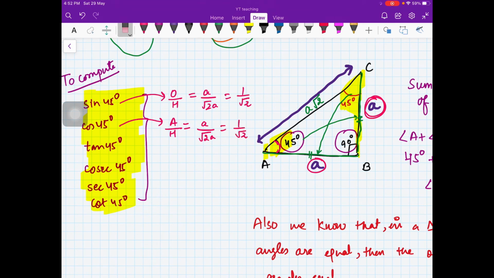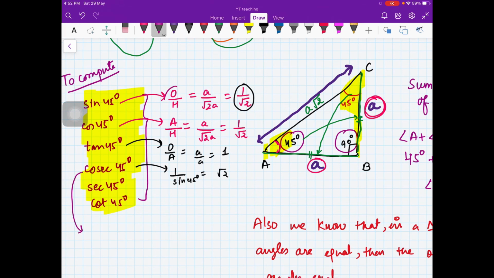Okay. Now let us see what is tan 45 degrees. That is opposite upon adjacent. So opposite is A upon A, that is 1. Now can you find out cosecant of 45 degrees? It will be equal to 1 by sine 45 degrees. So this is the reciprocal of this, that is root 2. Note that here you can also use the definition of cosecant as hypotenuse upon opposite. So that is your choice. If you know sine, then you just write the reciprocal. If you don't know sine, just the sides, then you can write it as hypotenuse upon opposite, because it is the reciprocal of sine.